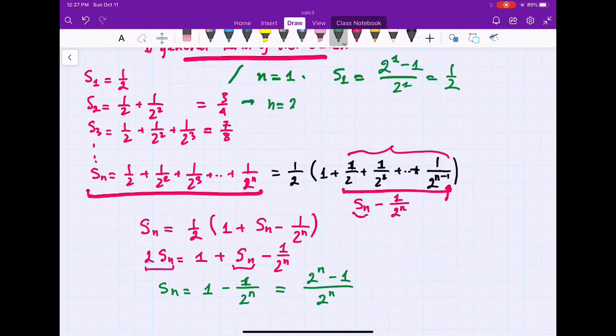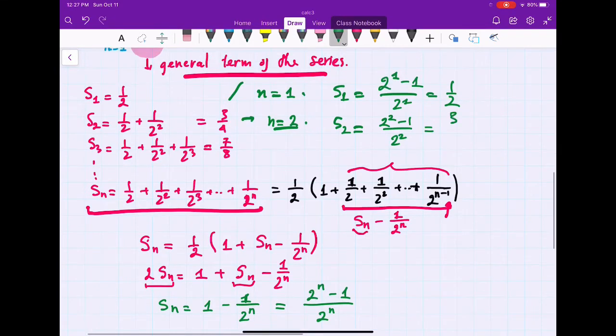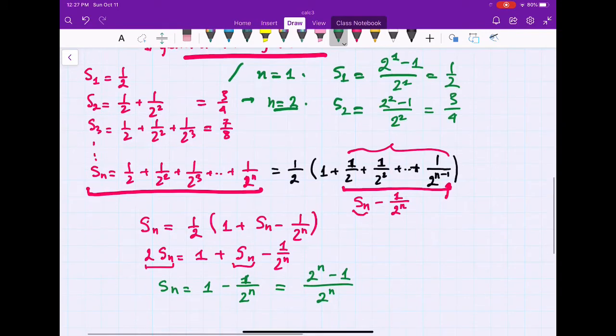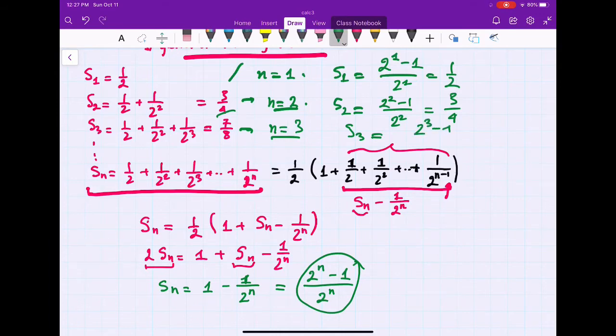Here is n equal to 2. You have S2 equal to 2 squared minus 1 over 2 squared, that is 3 over 4. It's also good, right? So let's say n equal to 3. So S3 is equal to, according to this formula, 2 cubed minus 1 over 2 cubed, which is 7 over 8. So it looks good, right?